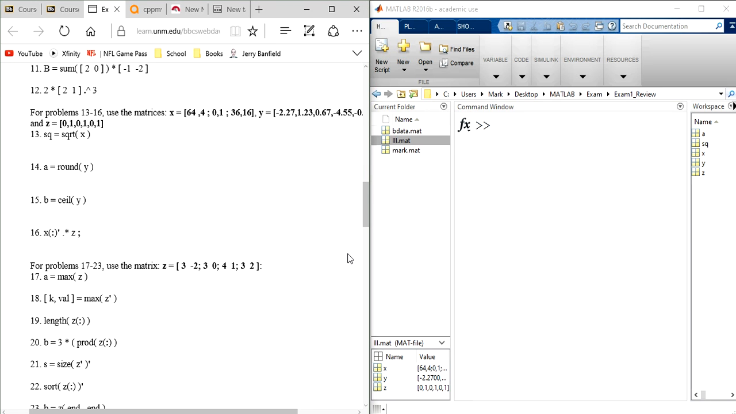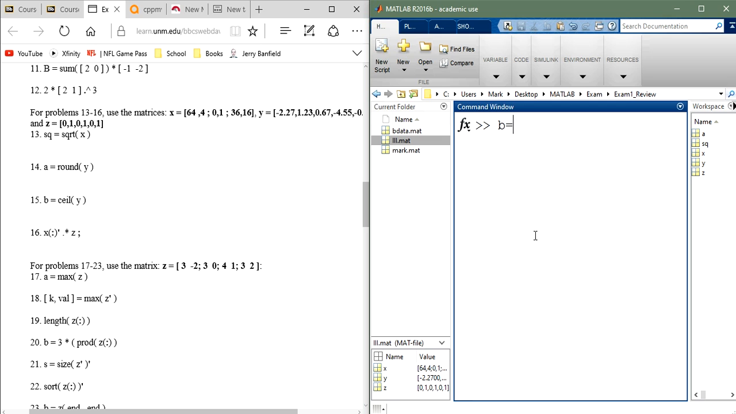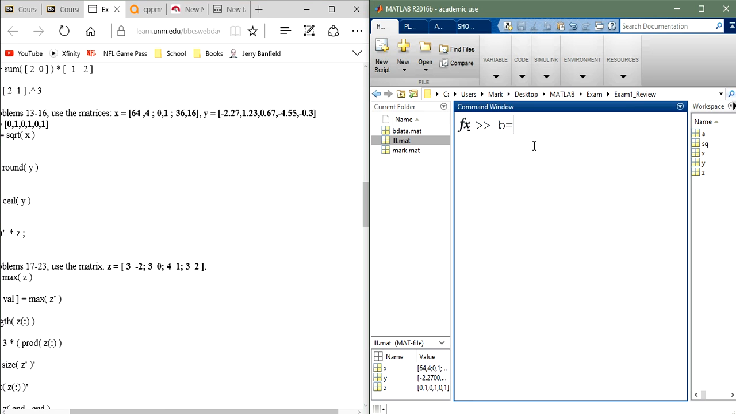Let's do the ceiling. Now remember that the ceiling rounds to positive infinity. So no matter what, everything is going to positive infinity. B is equal to going to the right. I'm thinking of a timeline. I have negative 2.27. I'm going towards negative infinity. It's going to the right, so I'm saying negative 2. Negative 2.23 goes to negative 2. 0.67 goes to 1. Negative 4.55 goes to negative 4. And negative 0.3 goes to 0. That is my guess. B equals this.